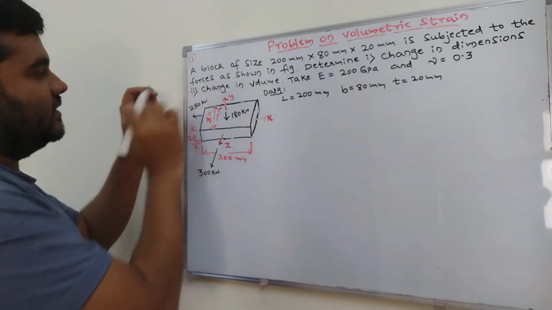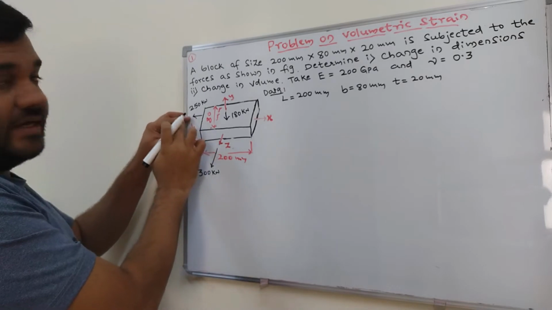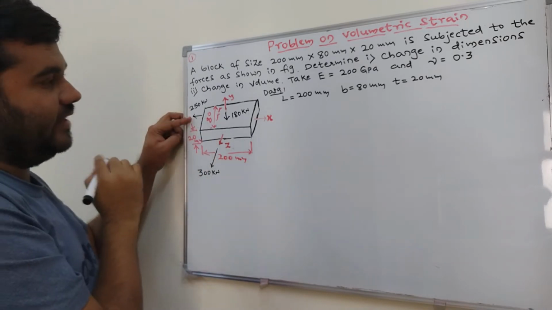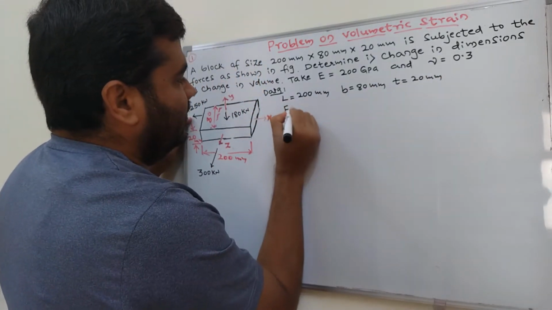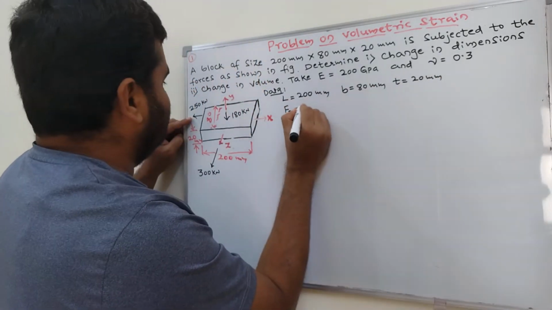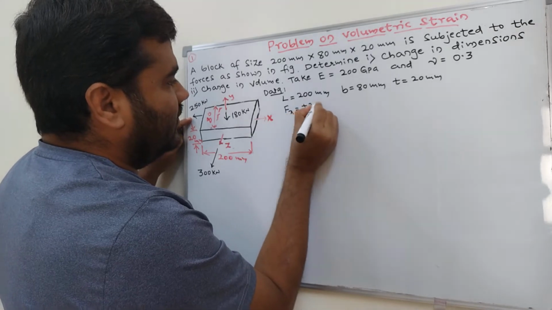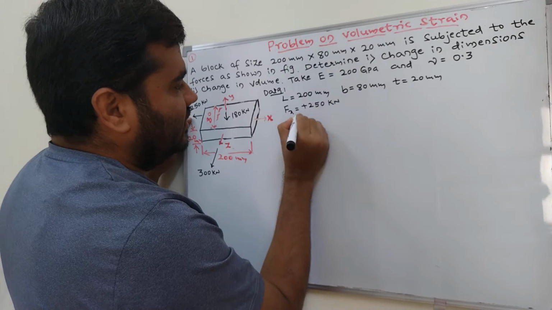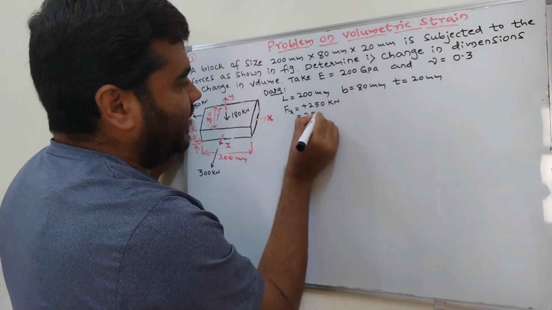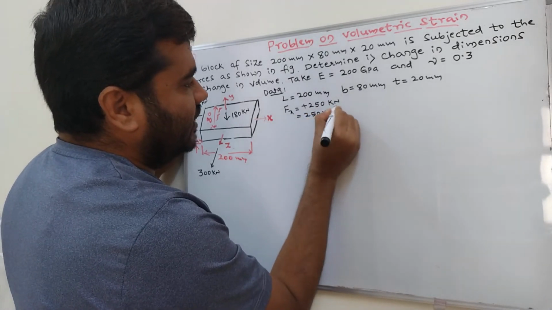Is subjected to the forces. In x direction, how much is it acting here? 250 kilonewton. That is Fx. I will write force in x direction is plus 250 kilonewton because it is tensile nature. This I'll write as 250 into 10 raised to 3 Newton.